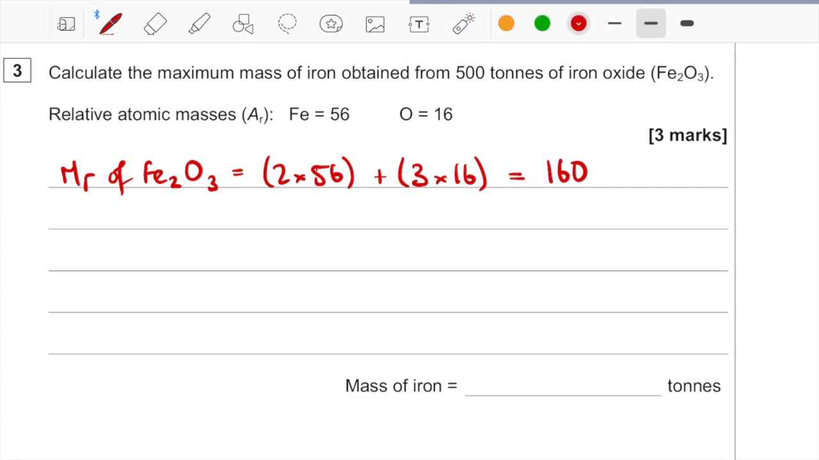We take the amount of iron that's in our iron oxide as a proportion, as a fraction. Okay, so it's 2 times 56 over the 160. We multiply it by how much iron oxide we've got, and we get what our maximum yield could be of iron. So it would be 350 tons. If that's not clear, or if you're unsure about that, then just let me know and I'll try and go through it with you.